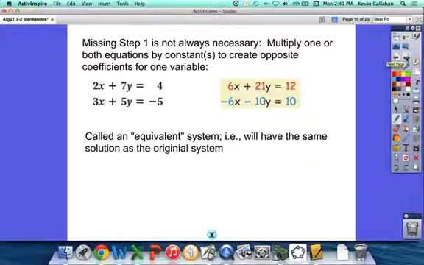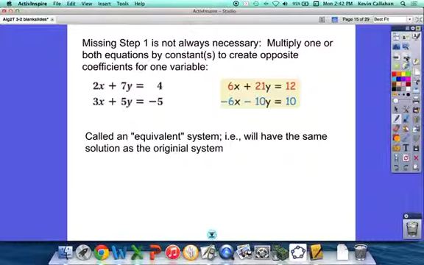Now the thing is, it's not often that you already have one of the variables with opposite coefficients, so that when you add them up, they're going to eliminate a variable. Usually you've got to do something to make that happen. In this problem, these aren't going to cancel, these aren't going to cancel. You have to choose to multiply each equation by a constant so that you create a situation where they have opposite coefficients. And again, you could choose different things.